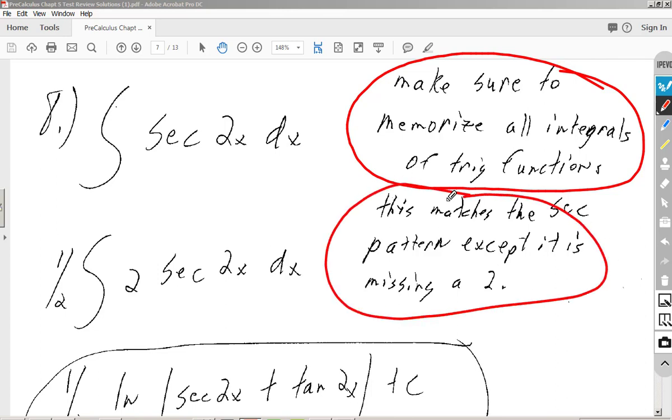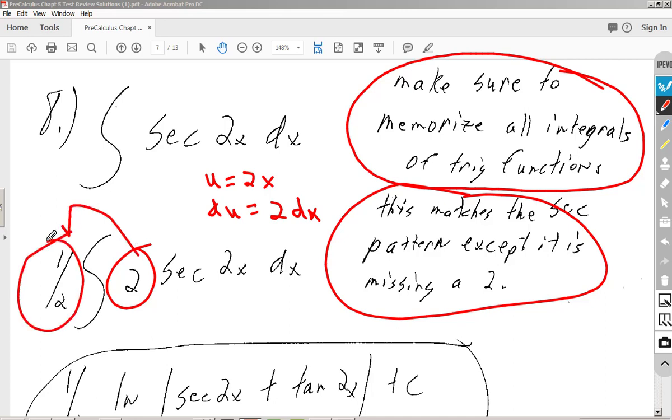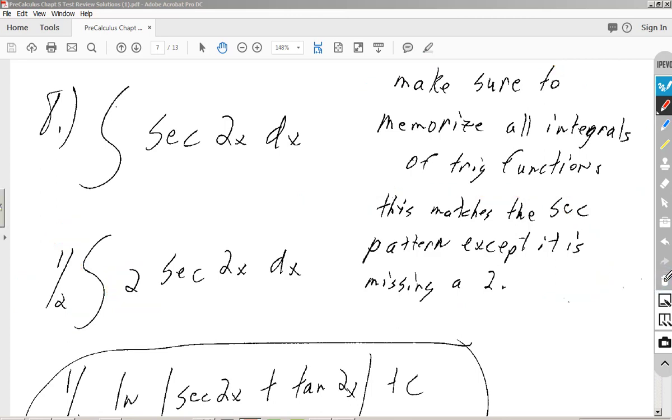So you'll notice that if you were to use u substitution, this would be u equals 2x. So du would be equal to 2 dx. So all we're missing is a 2 right here. So we offset that 2 by putting a 1/2 out front. And then it's just straightforward, right off your sheet. You would notice that pattern for the secant.